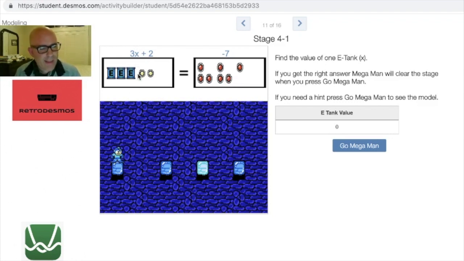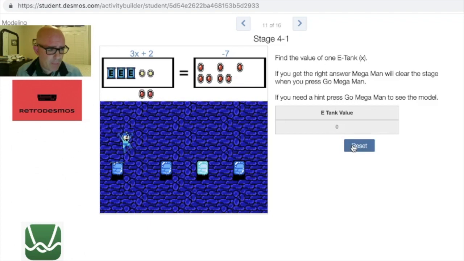They're representing that action or that movement of moving variables, zeroing things out, putting things in groups. There's so much going on with 3x plus 2 equals -7 without a model or without some type of visual understanding. I don't know if students are going to really get the concept or not. And so here we go. Let's look at this. First thing I need to do is I'm going to go ahead and just push Go, Mega Man. We'll see. Again, I'm going to give them some support.